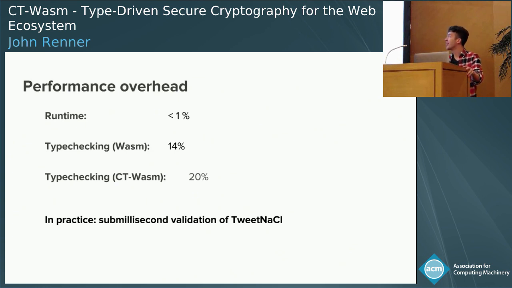In type checking CT-Wasm, we have about a 20% increase in time. And we account this largely to the binary size because the type checking algorithm is a linear pass over the bytes. And so by increasing the binary size, we increase the time it takes to type check. But still, don't let these big numbers scare you. We're still sub-millisecond for this library of like 8 crypto functions. So while this is a good percentage increase, absolutely in the real world, we're doing fine.